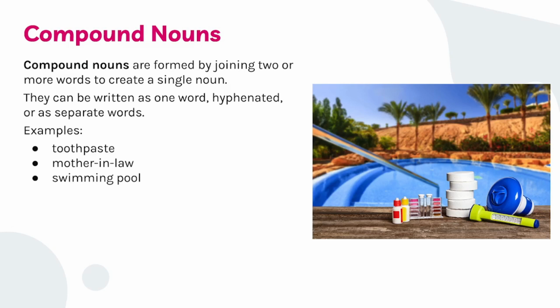But when you put them together into one word, they make one meaning. You know, toothpaste is the one you use to brush your teeth. It helps you to clean your teeth. Swimming pool, these are two different words. So in a way we can write compound nouns as one word like this, toothpaste, or we can hyphenate them with this hyphen here, or we can write them as two different or separate words. But all in all, you need to understand compound nouns are formed by joining two or more words to create a single noun.